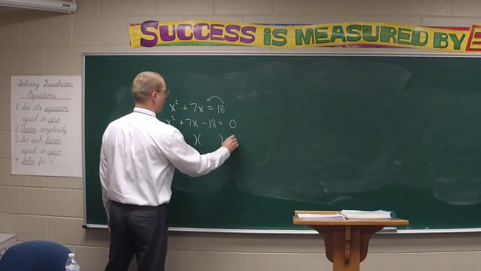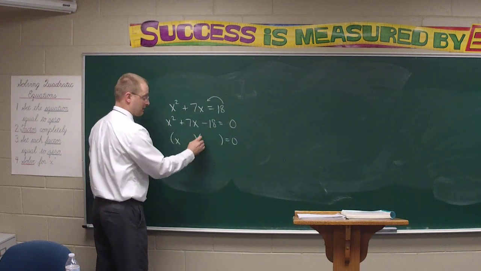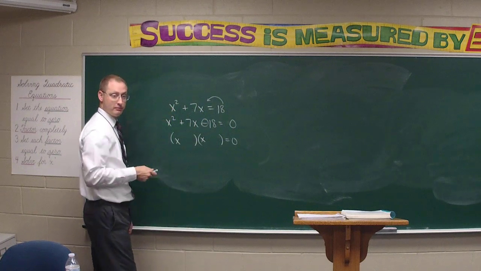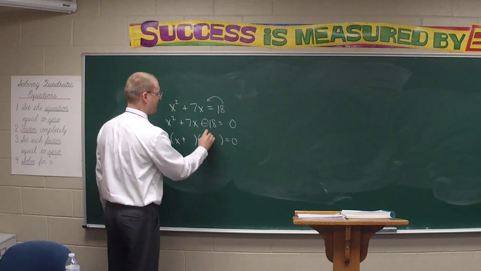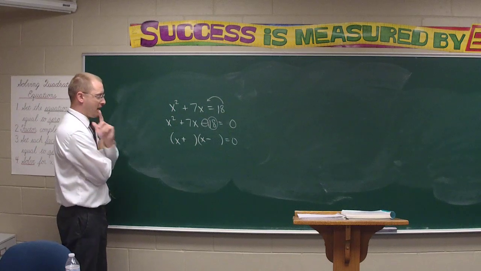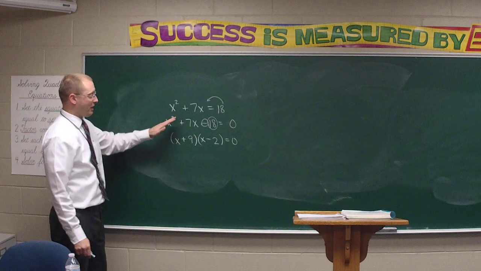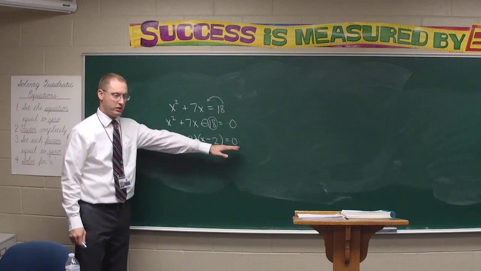And so on the left-hand side, split up the x squared, x and x. What does the negative sign tell me? Signs are different. One's positive, one's negative. How to split up the 18 to get a positive 7? 9 and 2. Positive 9, negative 2. So I've now factored the trinomial. Of course, still equal to 0.